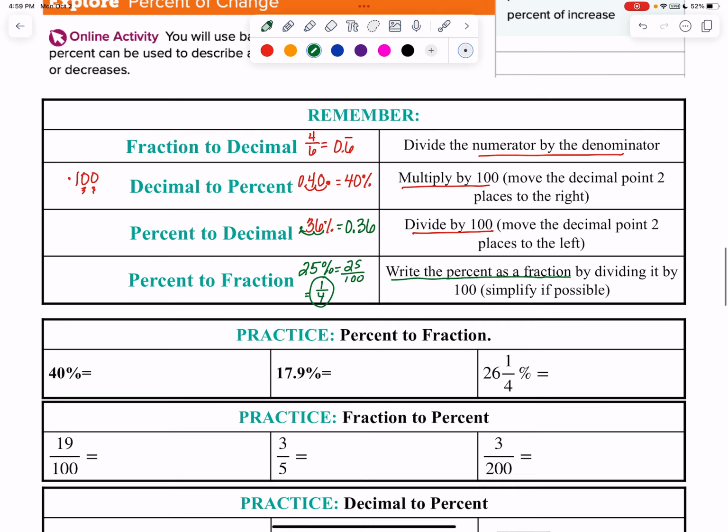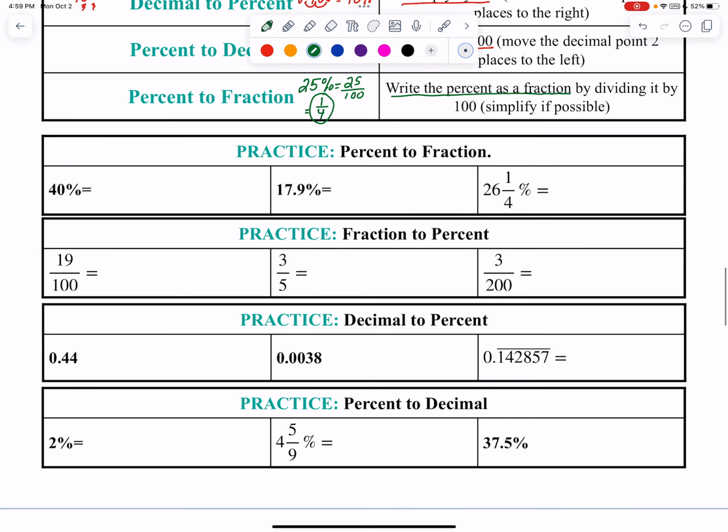Okay. All right. Here's some practice problems for us to try together. It's a mix of some simple ones and also some really complex ones that I would like you to see how to handle them.